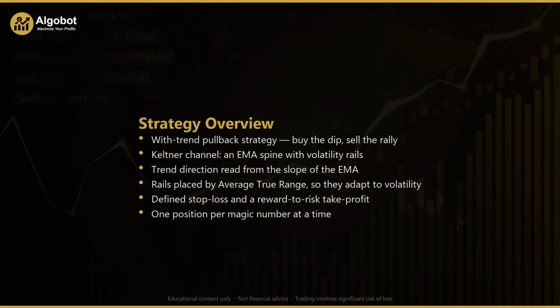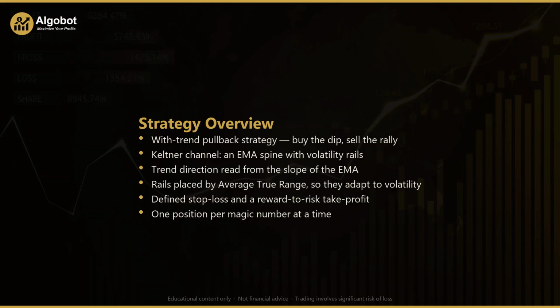The engine behind the strategy is a Keltner channel. Picture an exponential moving average running through the middle of price. That central line is called the spine, and it is calculated with a default period of 20. Around that spine, the strategy draws two rails, one above and one below, each placed a set distance away using the average true range, a common measure of volatility. By default, those rails sit 1.8 times the average true range from the spine. When volatility expands, the rails widen. When the market calms down, they contract.